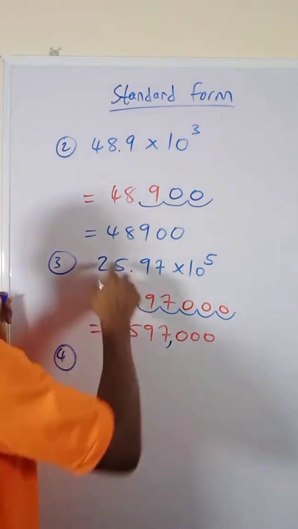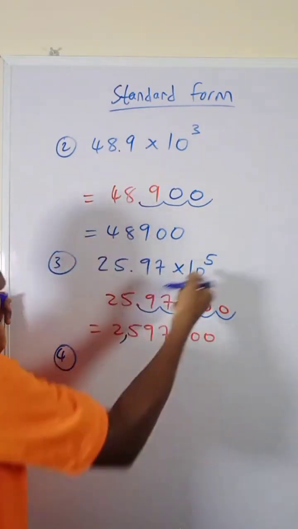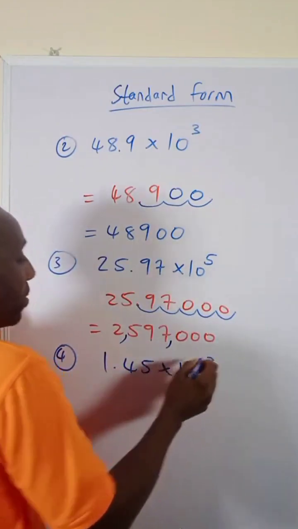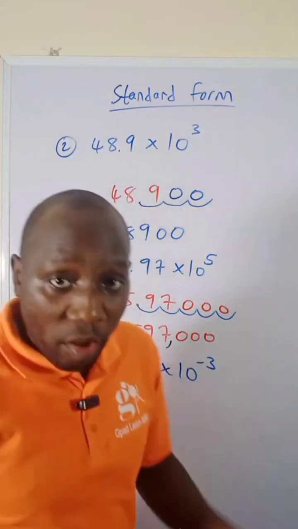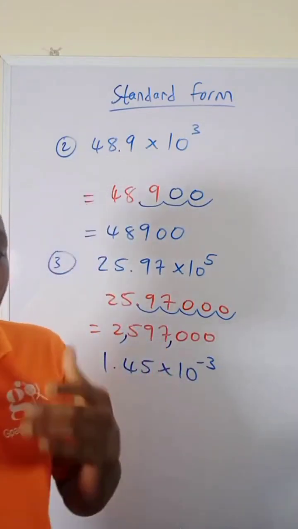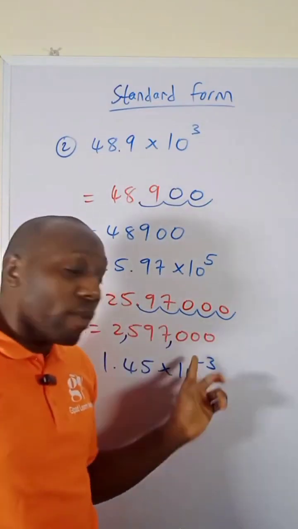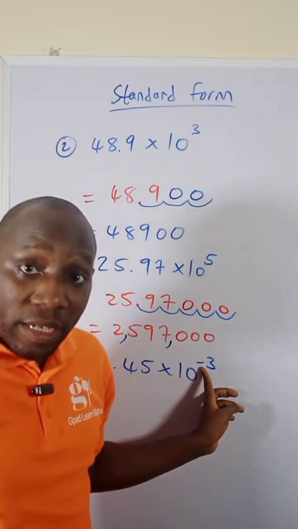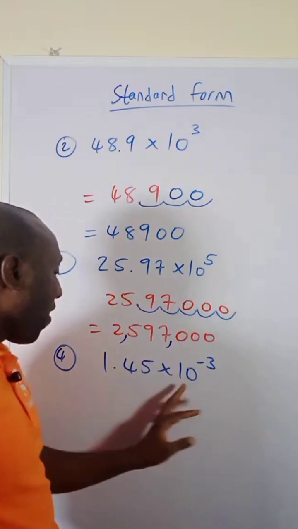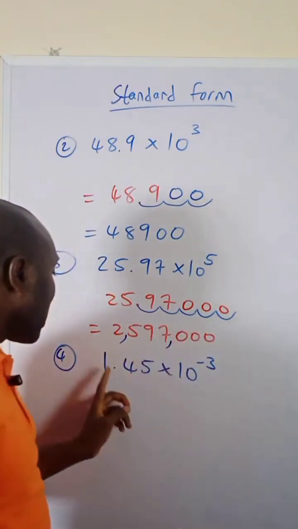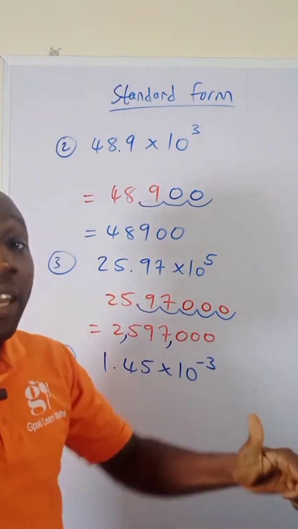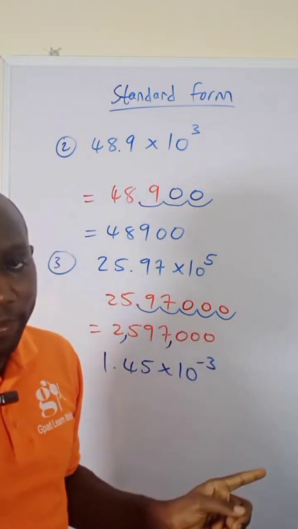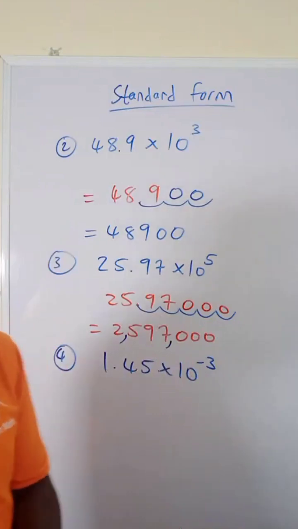So number 4, let's look at it. 1.45 times 10 raised to the power minus 3. Now, this is a number written in standard form, okay? If you check, this is different from what we have looked at so far. What you have here is negative 3. So if you are multiplying 1.45 by 10 raised to the power negative 3, this decimal point will have to go to the left, not to the right, because this is a negative power.